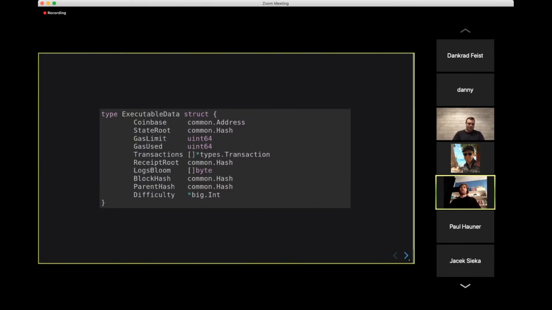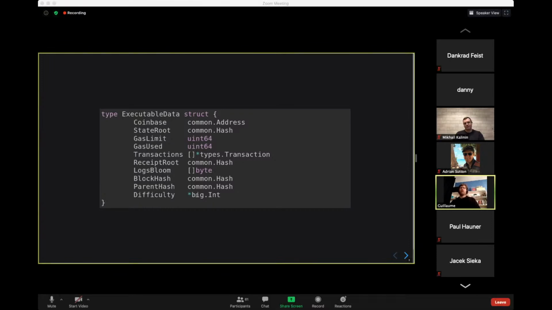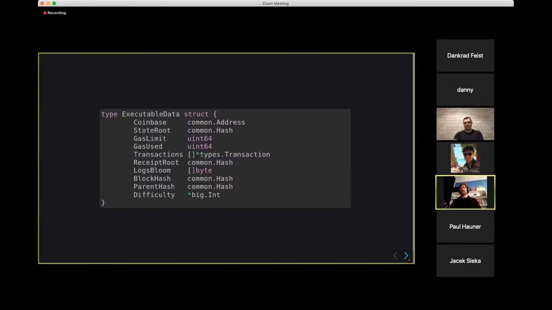There are things like the difficulty, which currently remain, and that's basically what this talk is really about. There's a lot of stuff left in Catalyst that still inherits from Geth, and that will slowly be phased out. But the idea is to get something pragmatic and get it to work. Done is better than perfect, and then slowly make it more streamlined and more production ready.